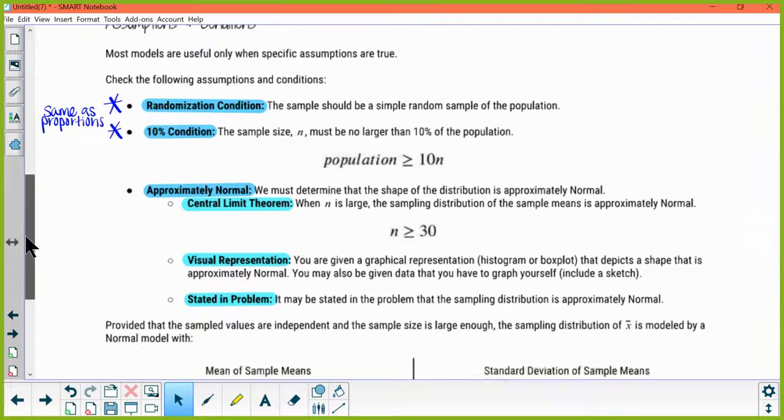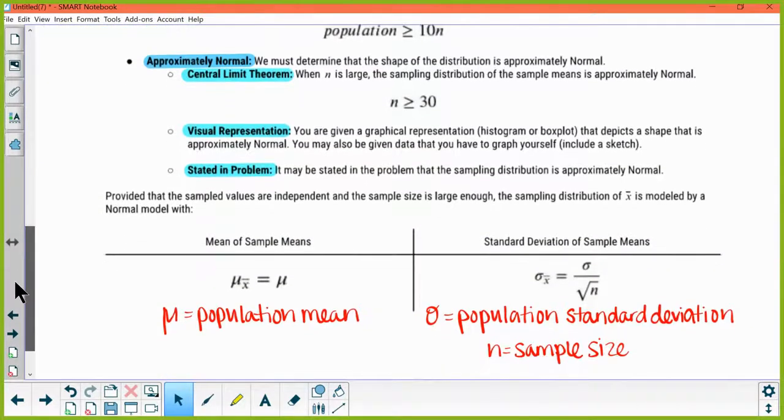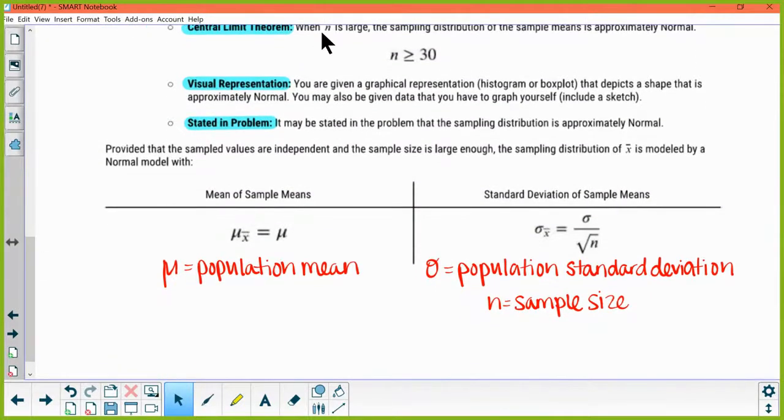Now, the big difference here for our sample means is our population mean is going to still be the true mean.